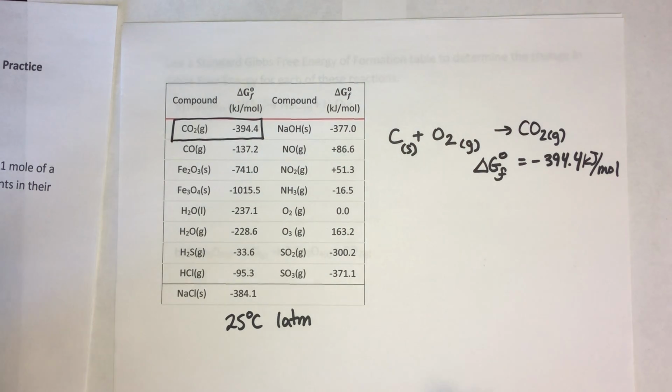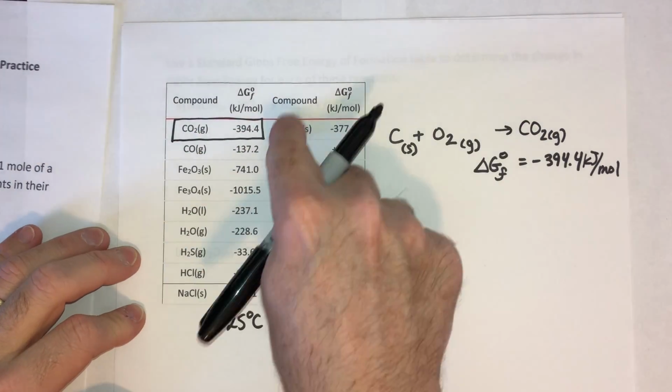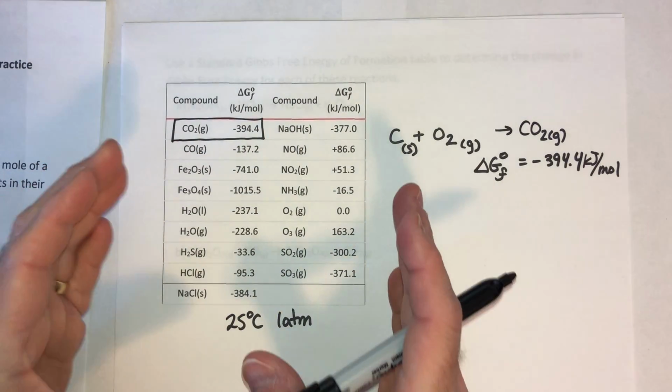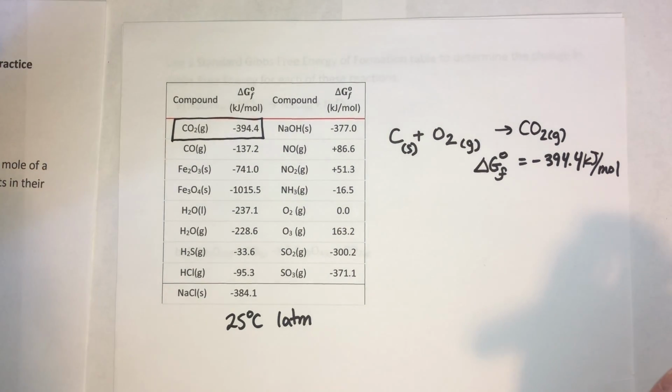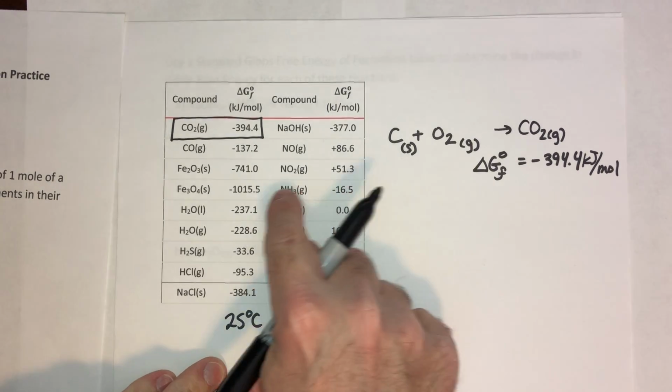So you can look up the amount of Gibbs free energy that's associated with forming any compound you want, right? I have a very small table here, but you can get tables that include practically every compound you could think of. Now, I have noted the oxygen gas here.